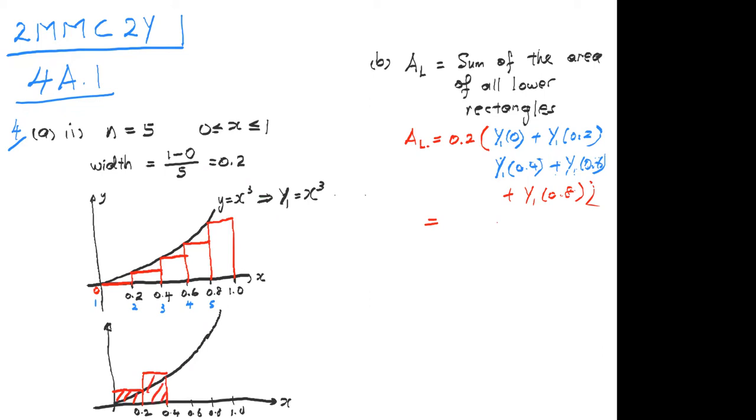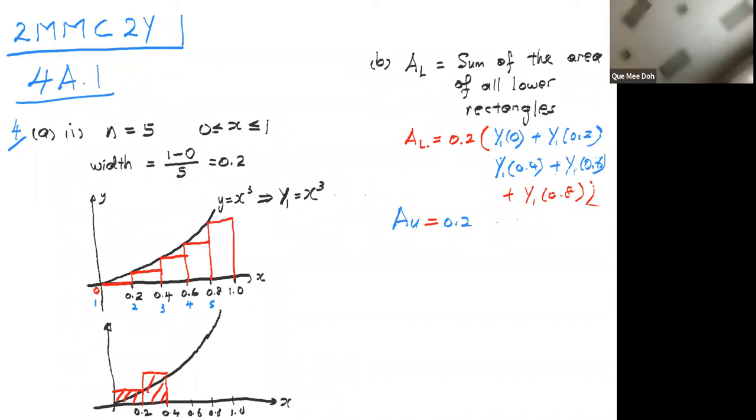So when you find your AU, that means the sum of the area of all upper rectangles. The width is still 0.2. So what I told you already is, I will use my AL there, put second enter. Then what I need to change is Y10 to Y11. Correct? I only need to change this one.